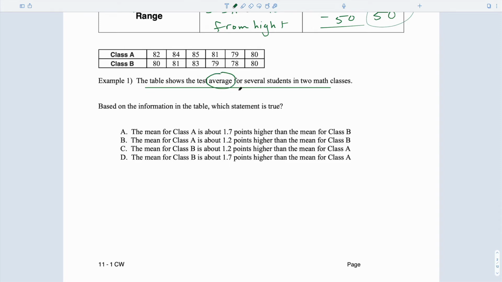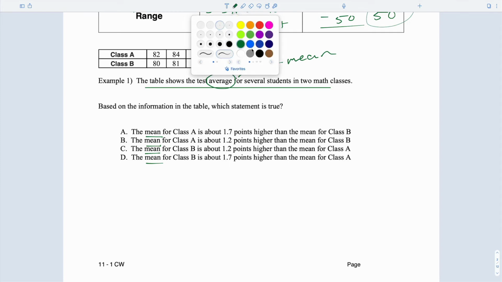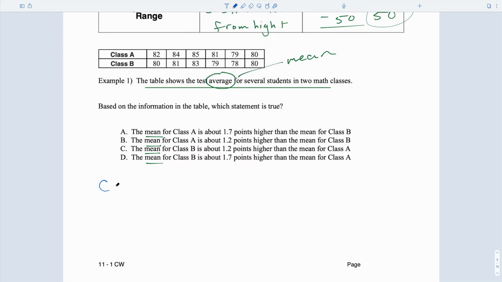If it says average, you're thinking what type of problem, Sarah? Okay, the mean is the average. It also says your answer choices. Which of these are true? Well, it's talking about mean. So for this problem, I need to add them up and divide by the amount of numbers. Class A, then Class B. Add up those 6 numbers, then divide by 6.